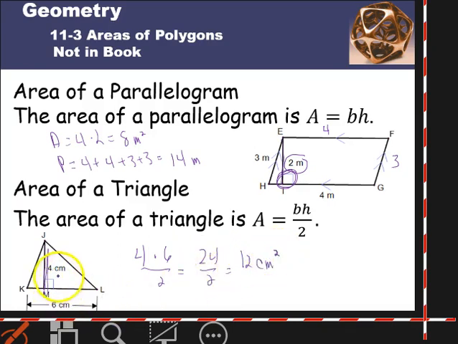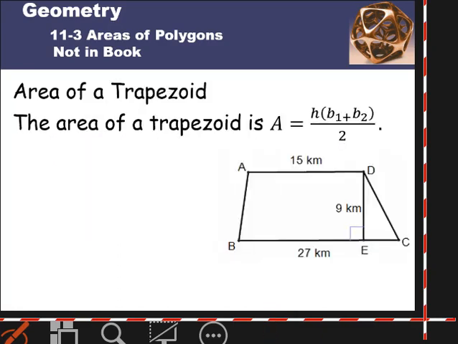And I can't find the perimeter because I don't know these two sides. But if I did have those two sides, I'd just add them up to find the perimeter. Okay, and then we have a trapezoid. This is base 1, and this is base 2. And again, where the right angle is, that's the height. So this is the height.